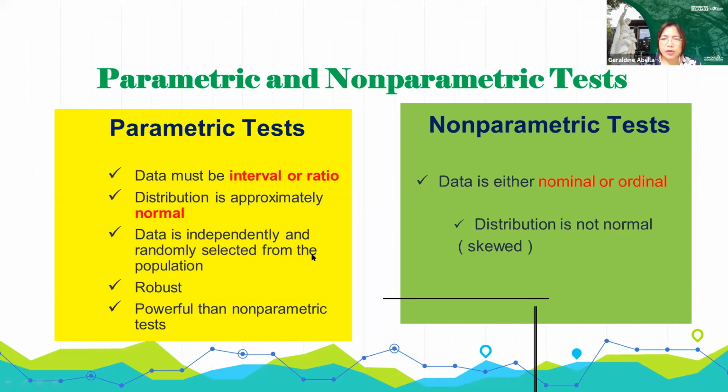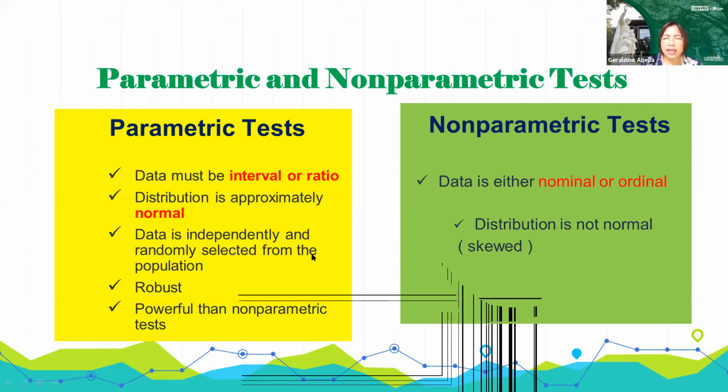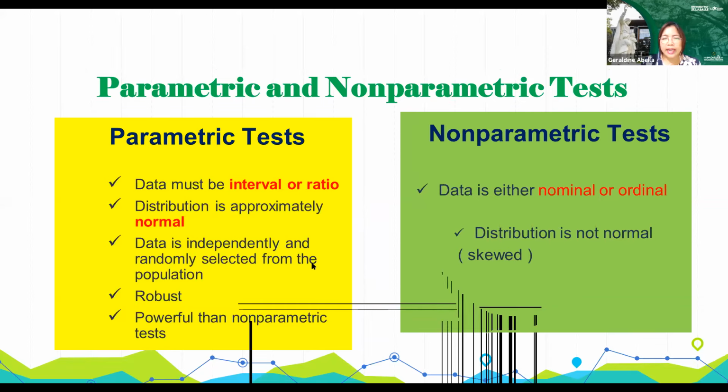Non-parametric tests are used over parametric tests if the data is either nominal or ordinal, and the distribution is not normal, if the distribution is either positively skewed or negatively skewed. So we use non-parametric tests. So what are these parametric and non-parametric tests?